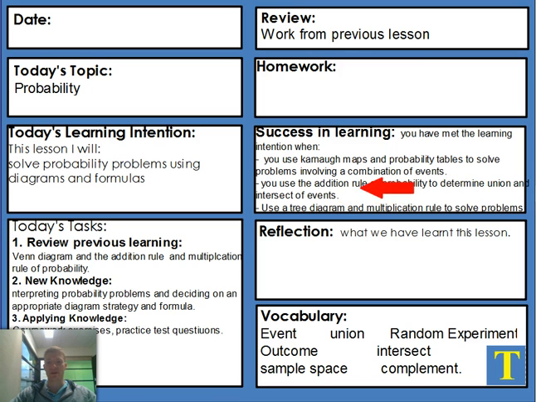And you can draw on the addition rule for determining the union and intersect of events, and you can use a tree diagram and the multiplication rule to solve problems when you're looking at conditional probability. Alright, let's go. So we're going to start off just reviewing our ideas about the Venn diagram and our addition rule, and then we're going to look at some new ideas about how to interpret some probability problems and how to set up a Karnaugh map to help solve a problem, and then look at a tree diagram problem.